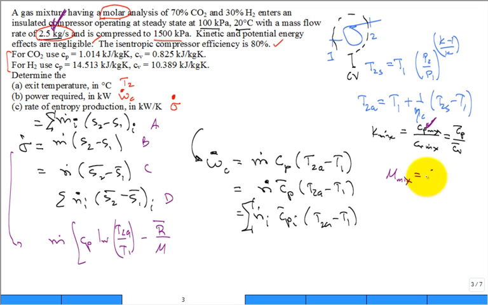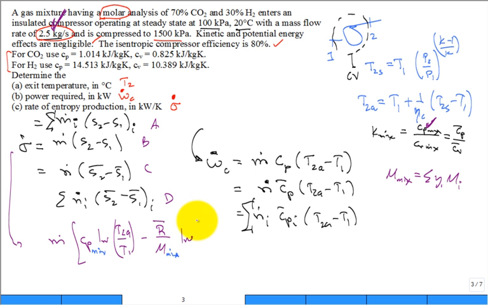Isn't it the sum of the mole fractions times individual molar masses? Sure is. Sometimes I'll emphasize and put that this is of the mixture, but I do believe the book just says without a subscript, that means it's for the mixture. And let's finish out this equation.